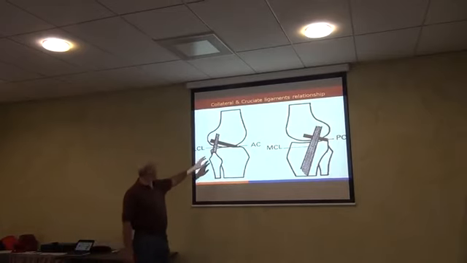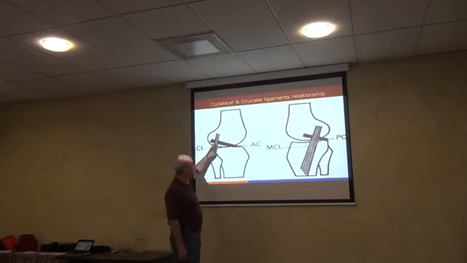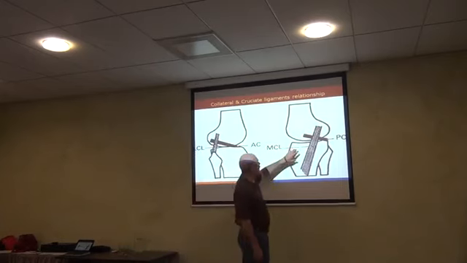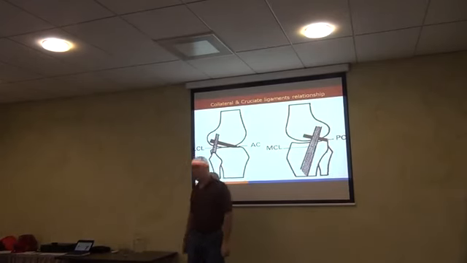The anterior cruciate ligament forms an X with the lateral collateral ligament, and the medial collateral ligament crosses with the posterior cruciate ligament.